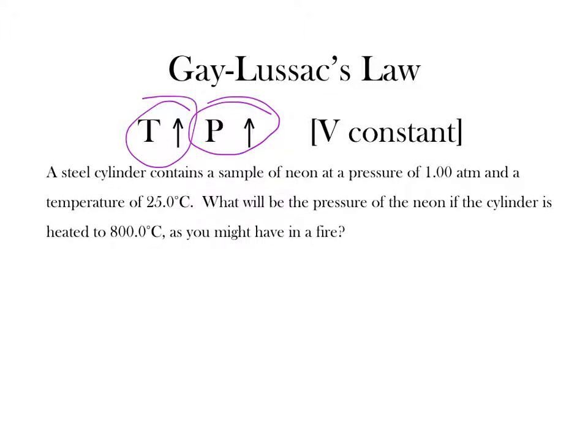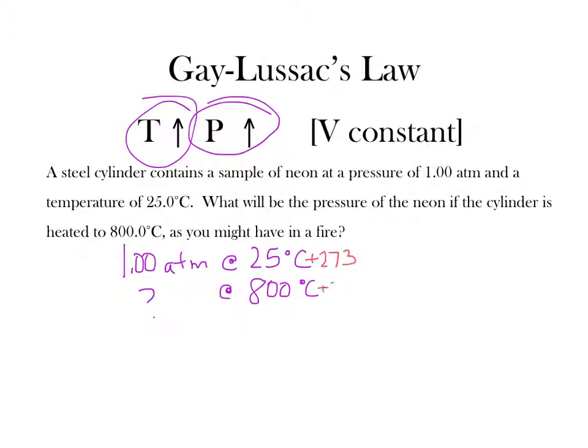Let's work a problem. A steel cylinder contains a sample of neon at a pressure of 1 atmosphere and a temperature of 25 degrees C. What will be the pressure of the neon if the cylinder is heated to 800 degrees C, as you might have in a fire? So we're going to change everything to Kelvin, all temperatures to Kelvin all the time. Always, do not use Celsius. This is 298 K and 1073 K.